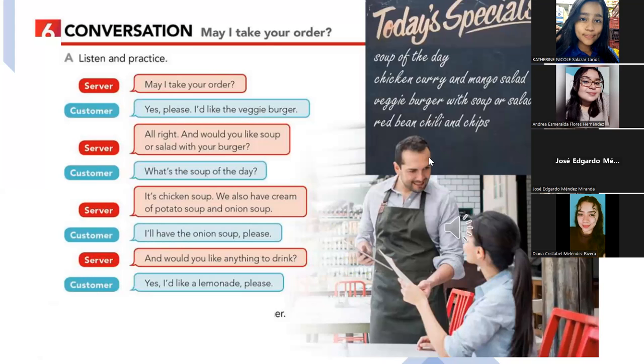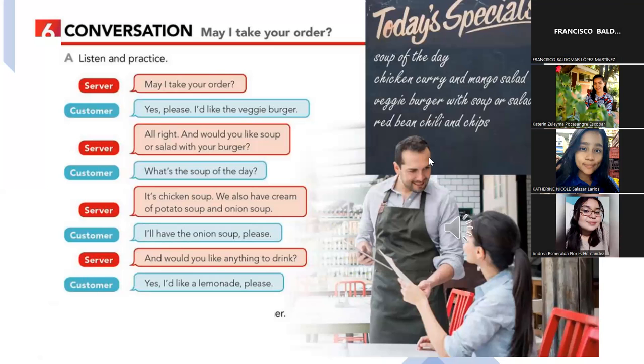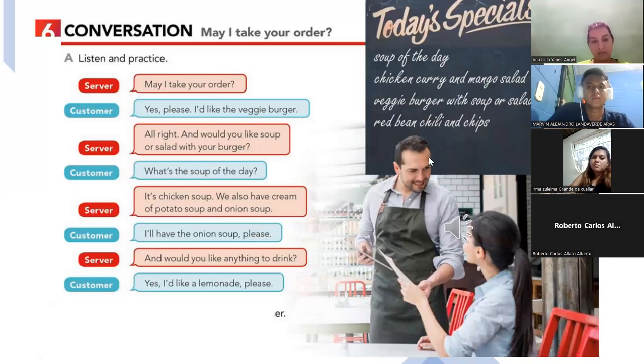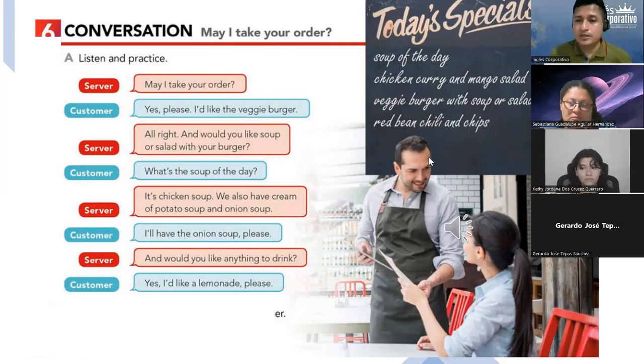Okay, yes, right. This is a conversation. It's about ordering food in a restaurant. We have a customer and a server here. And these are the expressions that we use when we want to order food, and also the questions that a server usually asks when you go to a restaurant. We're going to have some practice in here. That's why we're going to have Sebastiana. You're going to be the server. Kathy, you are going to be the customer. When you finish, you switch roles.